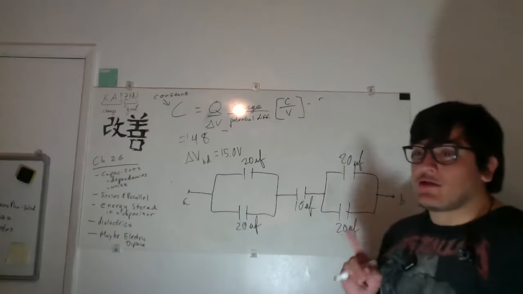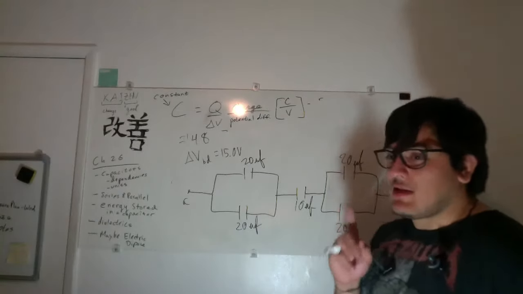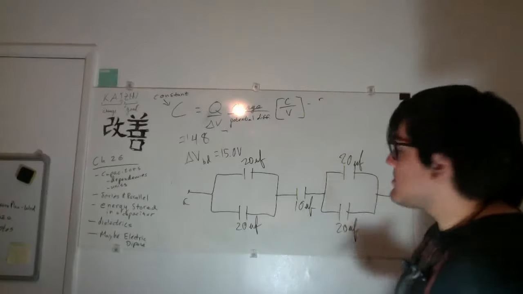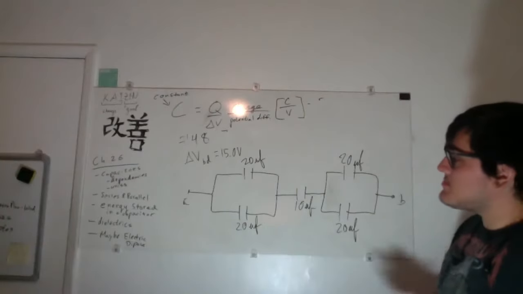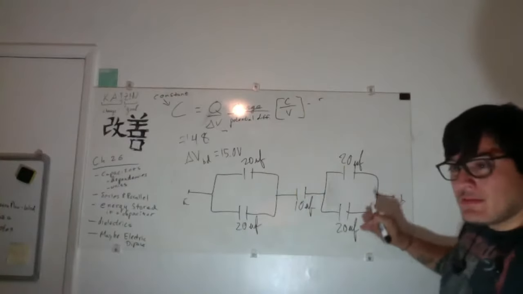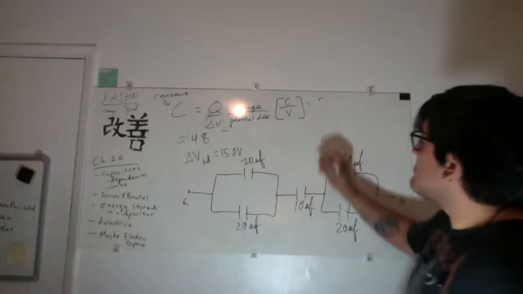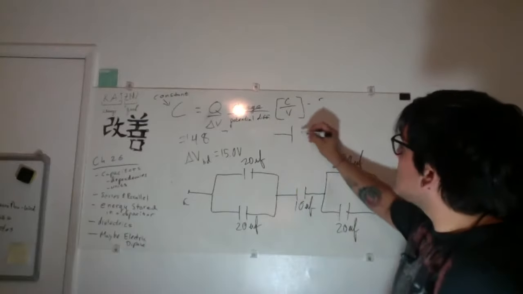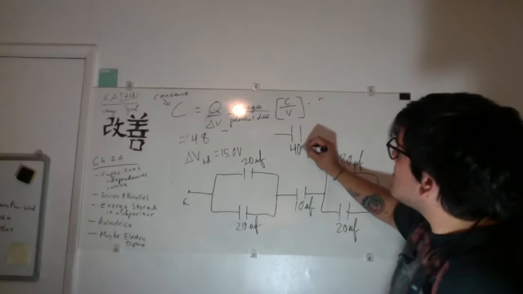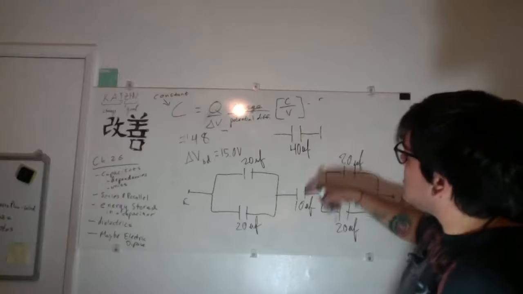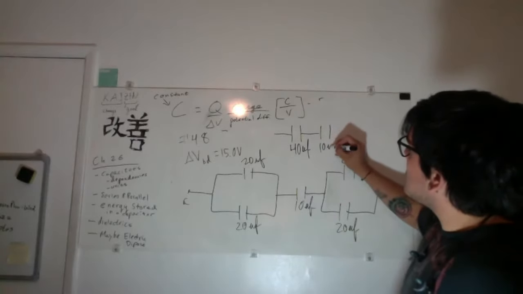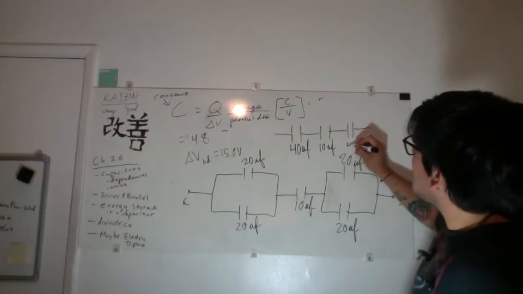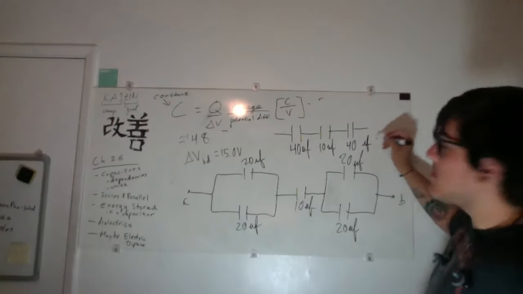But there's a trick to this problem. There's an interesting idea, and there's a trick. So let's look at this. Yes, you combine these two in parallel. So let's redraw that. Parallel means just add. And then this 10. And it's 40 again.